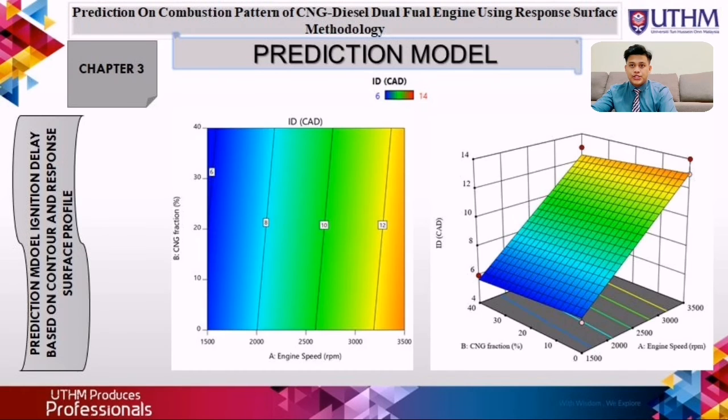The last prediction model is based on the contour and response surface profile. Based on the model prediction, the high rate of CNG substitution has delayed the SOC, and the ignition delay duration has increased at high engine speed. The low cetane number and high auto-ignition temperature of the CNG contribute to the ignition delay period and reduce the burning rate of the combustion phase.